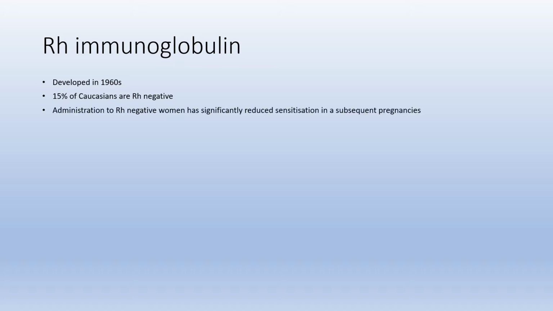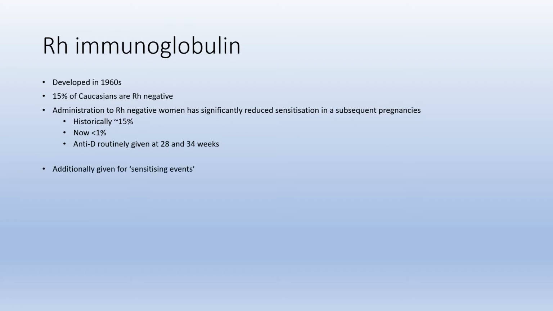And historical studies have shown that administration of Rh immunoglobulin to women who are rhesus negative has significantly reduced the sensitization in subsequent pregnancies. Now, it's historically thought around 15% of pregnancies would be sensitized, and now it's down to less than 1%. And in terms of routine administration of Rh immunoglobulin, it's currently given at 28 and 34 weeks at a dose of 625 international units.